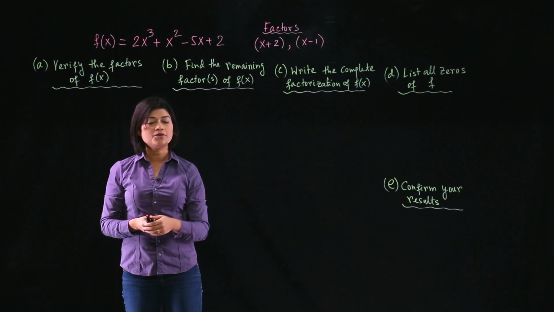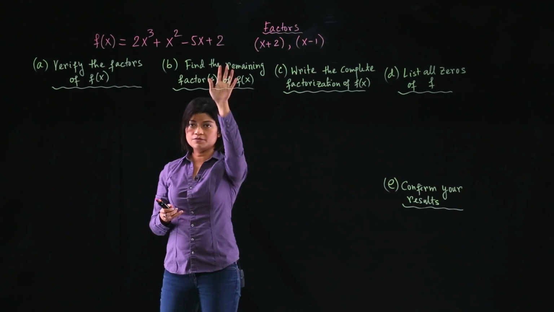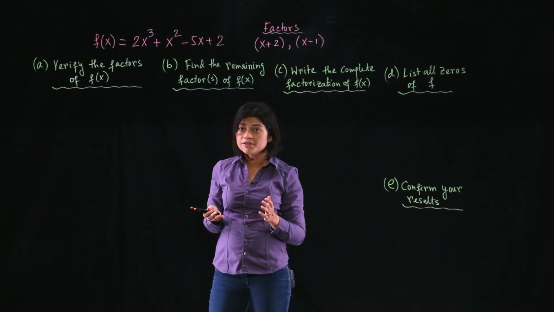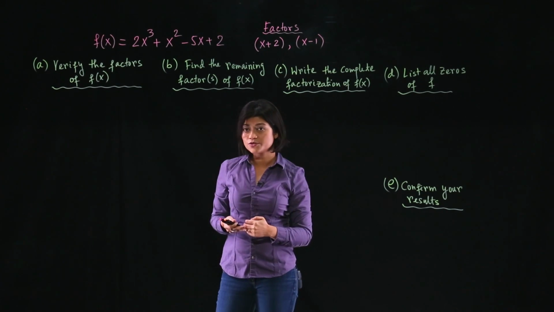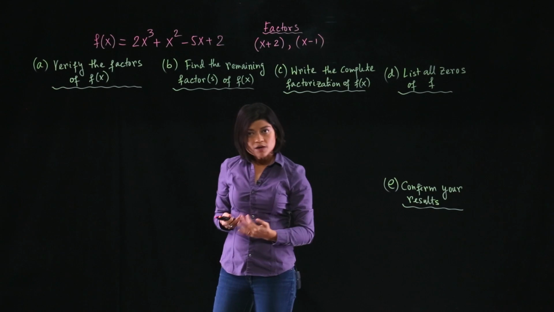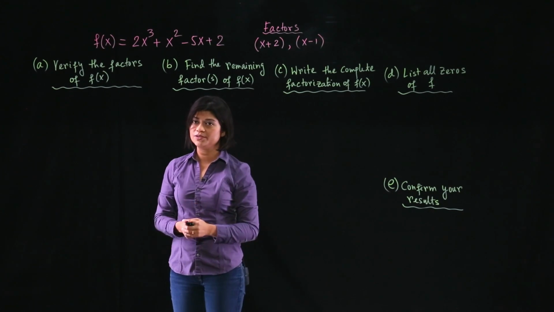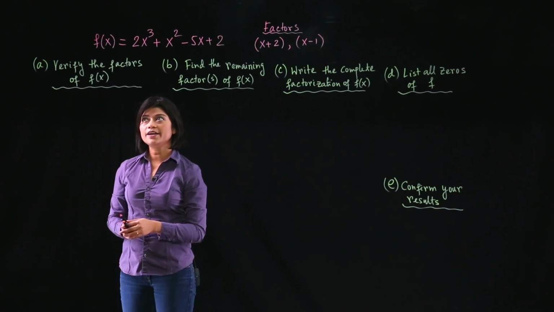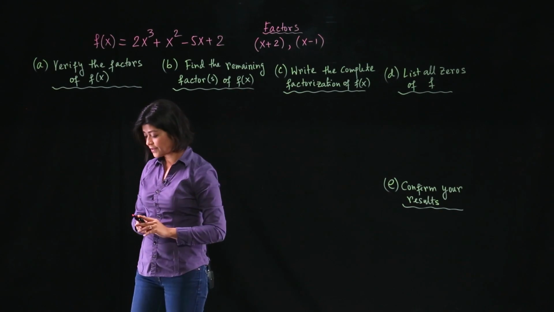Then we have to figure out the remaining factors of this function, and then find the complete factorization of the function and list all the zeros. And finally, we have to confirm our result using a graphing utility. Okay, so let's start by verifying the factors of f of x.